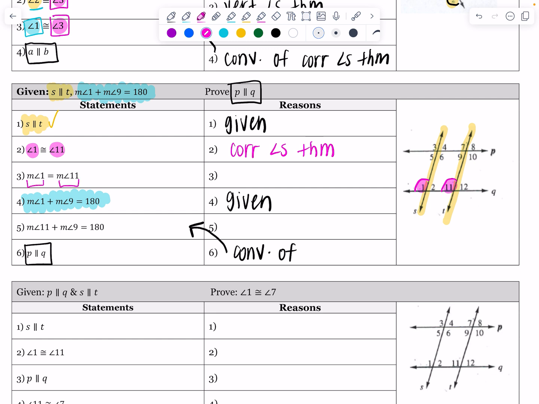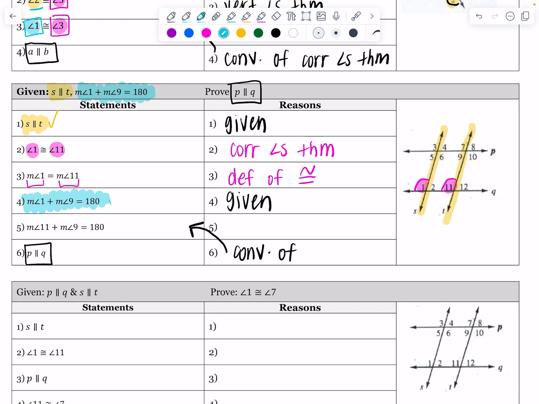What allows you to say that? That is just the definition of that symbol, definition of congruence. You can also write out the word congruence. I'm not great at spelling, so I'm just going to stick to the symbol. Okay? Why do we want to get measure of angle 1 equals the measure of angle 11? Because now I'm able to use those and write an equation, which is given to us.